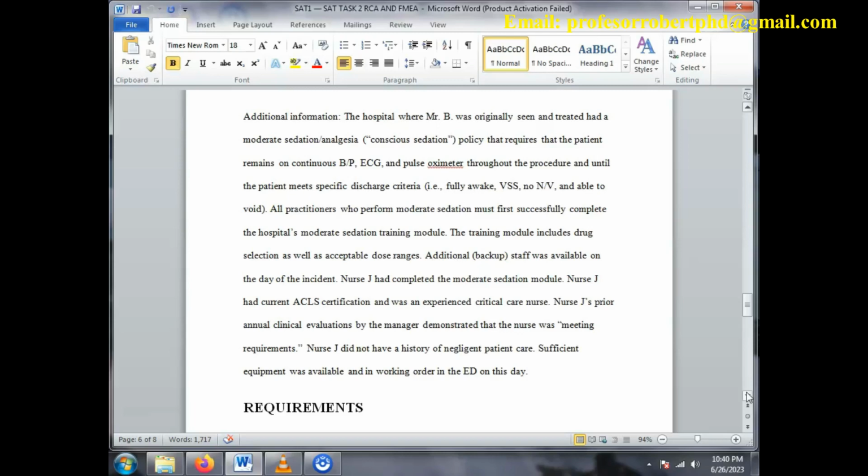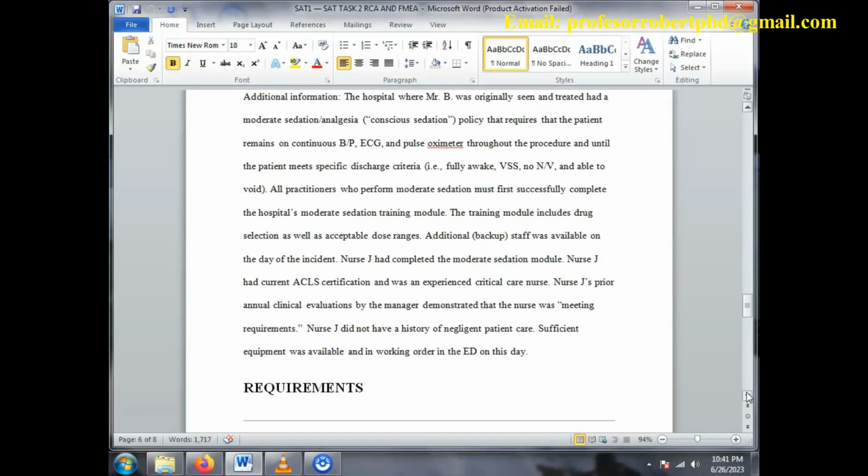Additional backup staff was available on the day of the incident. Nurse J had completed the moderate sedation module. Nurse J had current ACLS certification and was an experienced critical care nurse. Nurse J's prior annual clinical evaluations by the manager demonstrated that the nurse was meeting requirements. Nurse J did not have a history of negligent patient care. Sufficient equipment was available and in working order in the ED on this day.